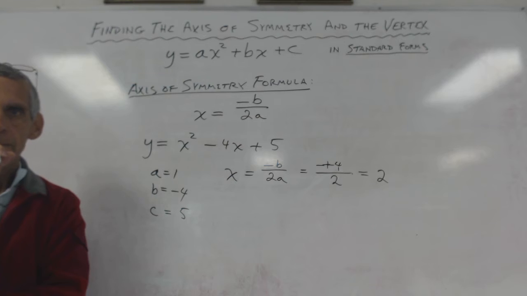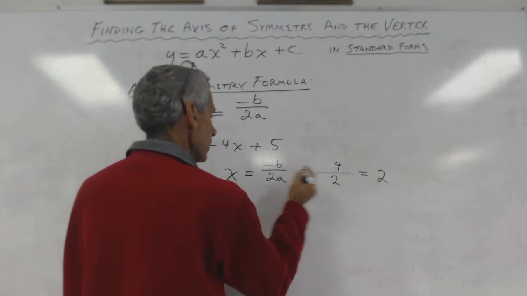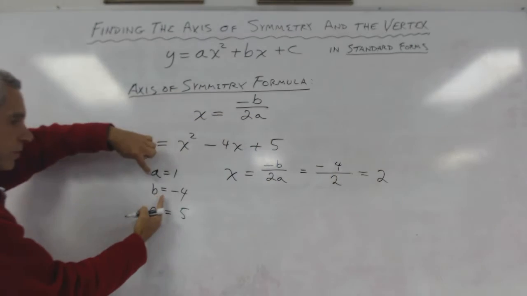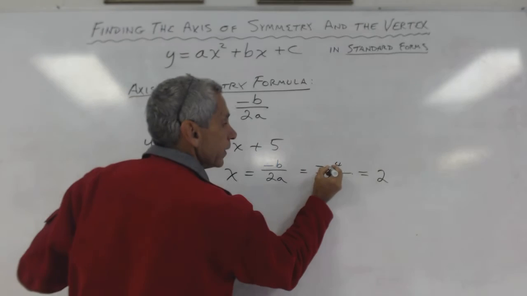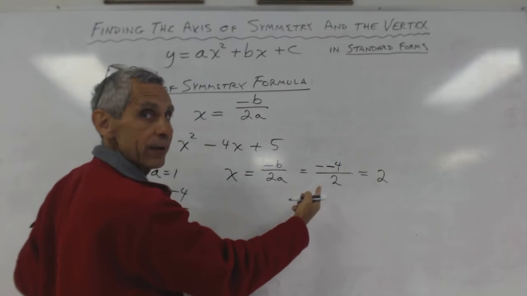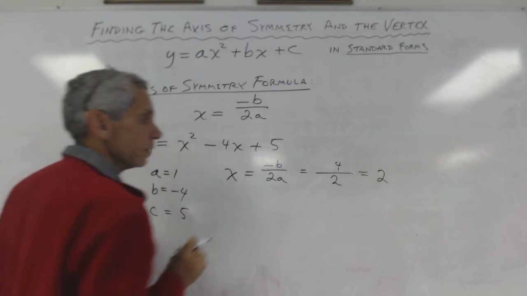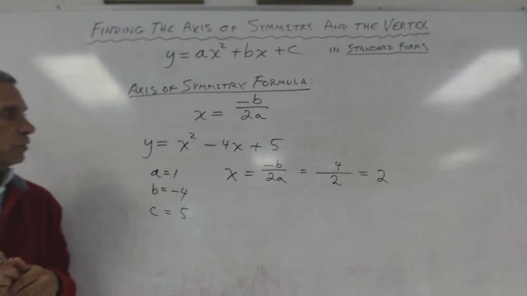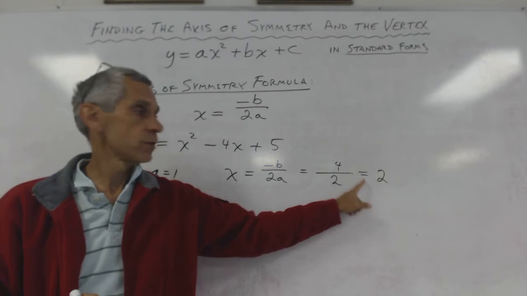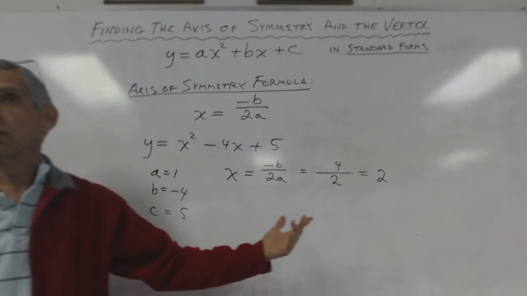The formula says negative b. So I put in negative, and then I noticed the b was negative 4. So I put negative negative 4, which now is positive 4. You follow me? 4 over 2 is equal to 2, right? Every fraction is a division problem. So 4 divided by 2 is 2. All right, so what is 2?